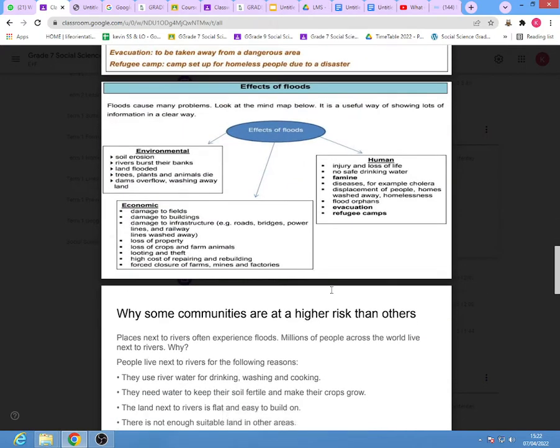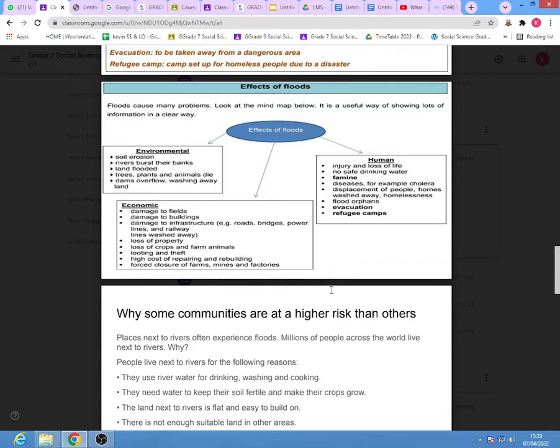So, what happens when there are disasters? The effects of floods, right? So we need to look at the three different aspects that are affected. We have the environment, we have the economy, and we have human beings, right? So when you talk about the environment, we talk about soil erosion, right? The rivers burst their banks, right? The land becomes flooded, trees, plants, and animals die. Dams overflow, washing away land.